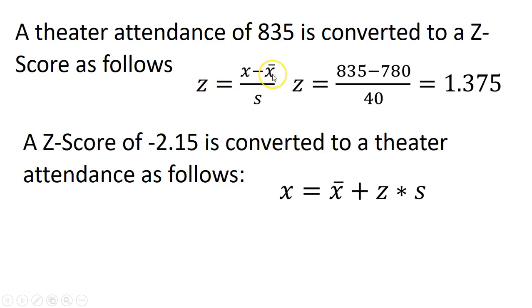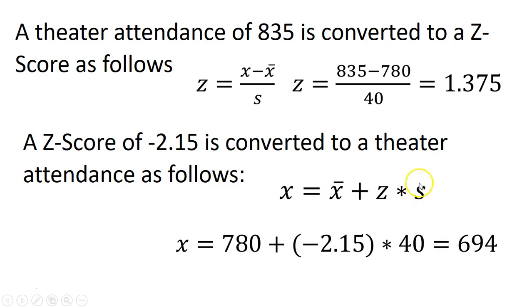I know the mean is 780 and the standard deviation is 40. I could multiply by 40 and add 780 to get my answer, or just plug it in here. And I would figure out that that's roughly 694 people in attendance at negative 2.15.